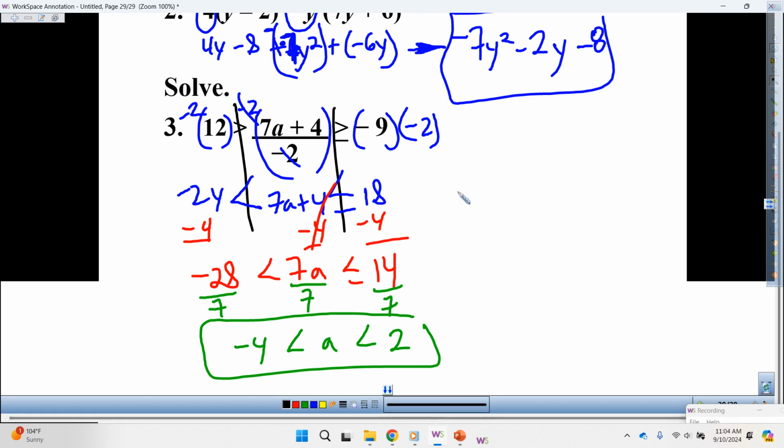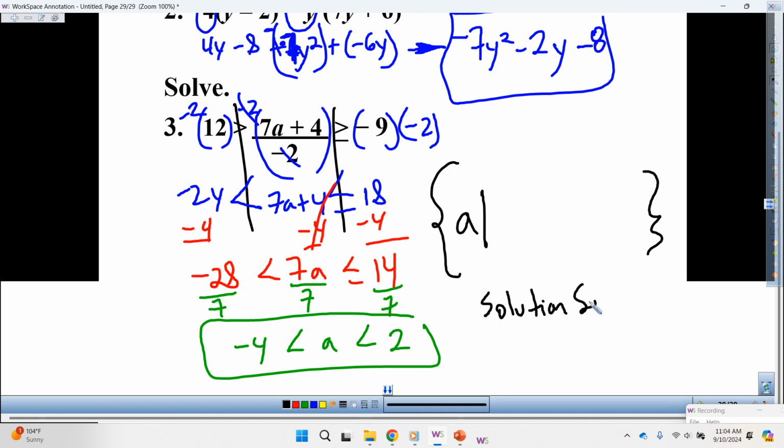But we need it in set notation, solution set of a such that, empty space, close your solution set. Tell your neighbor what to write in here, please. What do we write in here? Yeah, the solution. What was our solution? -4 less than a less than or equal to 2. Equal to. All right, send that in, please.